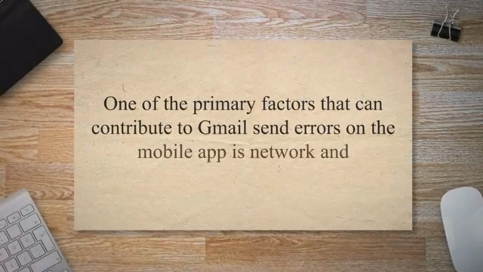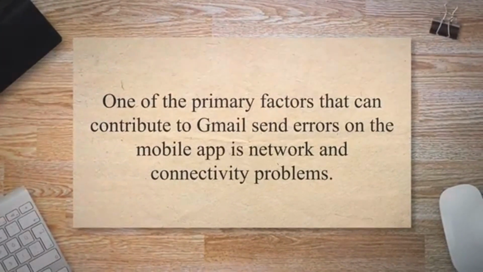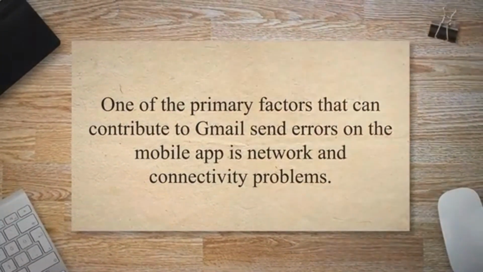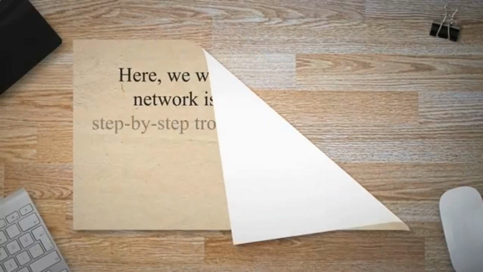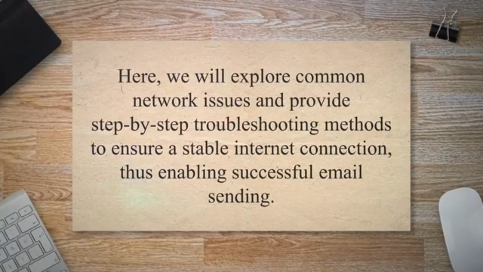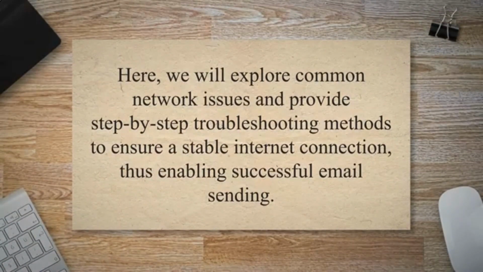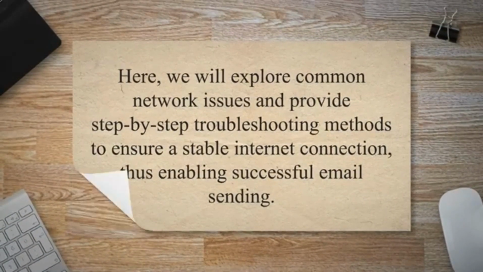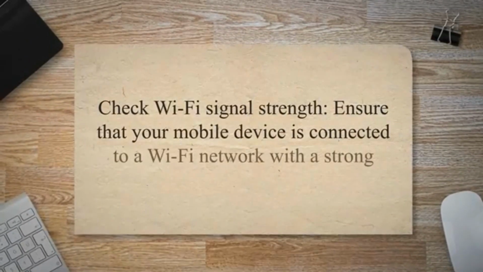One of the primary factors that can contribute to Gmail send errors on the mobile app is network and connectivity problems. Here, we will explore common network issues and provide step-by-step troubleshooting methods to ensure a stable internet connection, thus enabling successful email sending. Check Wi-Fi signal strength.